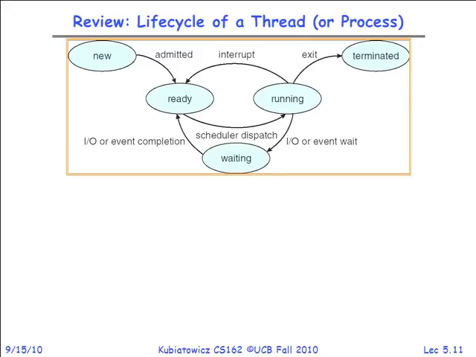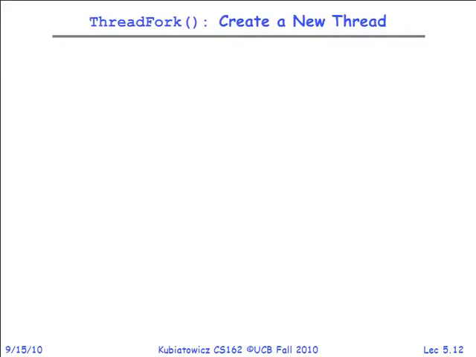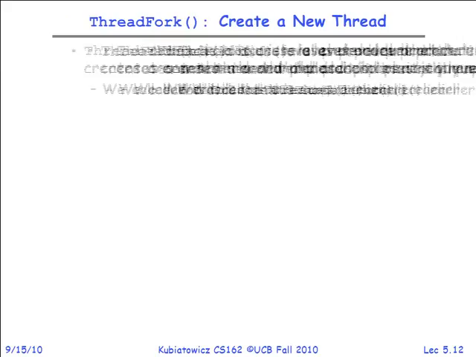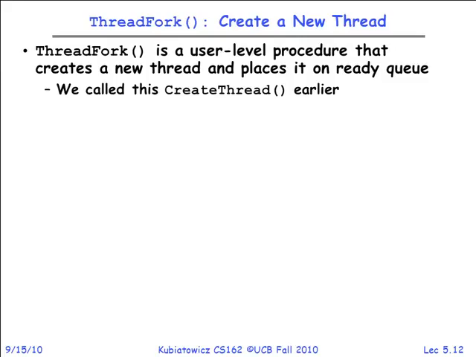So we're going to talk about something roughly I'm going to call thread fork. The forking idea is basically we're going to create a split in the execution. There's going to be two separate threads when we're done. And this is an old Unix term. It's been around for a while. And it's a user-level procedure that creates a new thread and places it on the ready queue. Now, it can't be entirely user-level because the notion of placing on the ready queue is a kernel-level concept, right? Because the ready queue is inside the kernel.